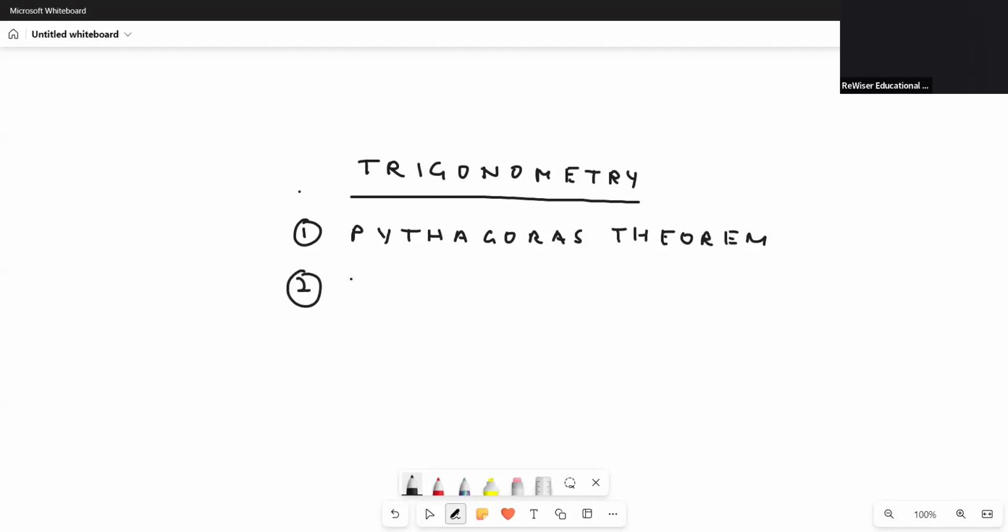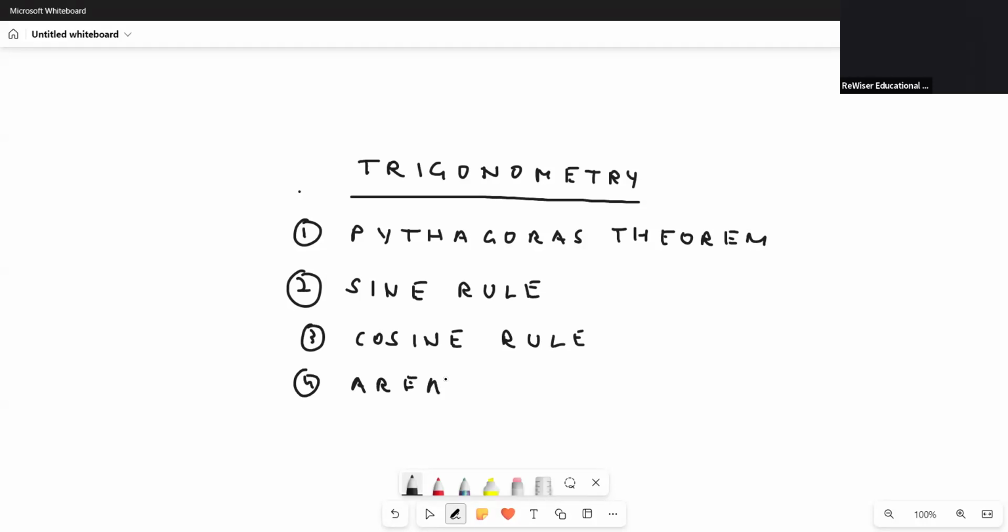Then for non-right-angled triangles, we have sine rule, cosine rule, area of triangles, applications, that means angle of elevation and angle of depression. Number 6, 3D geometry.